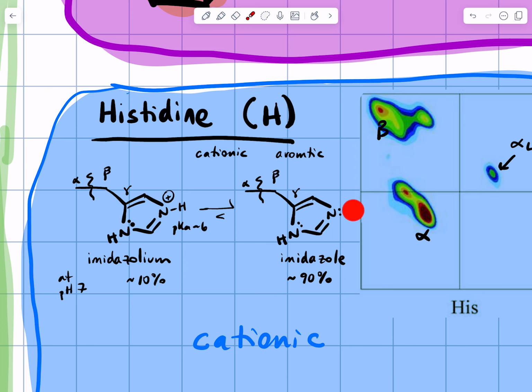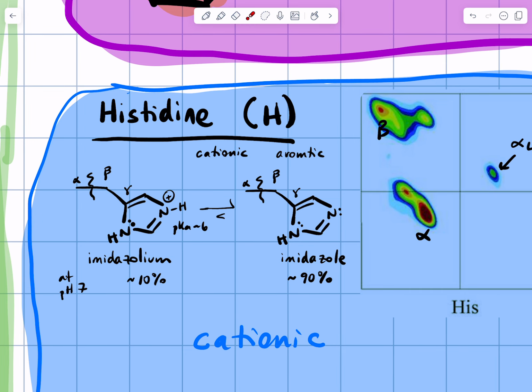In contrast, this lone pair is in an sp2 orbital. It has to be because the p orbital from that nitrogen is already involved in that pi bond. So the imidazole is aromatic. If it picks up a proton on the sp2 hybridized lone pair, then it becomes this cationic imidazolium ion, which is still aromatic.